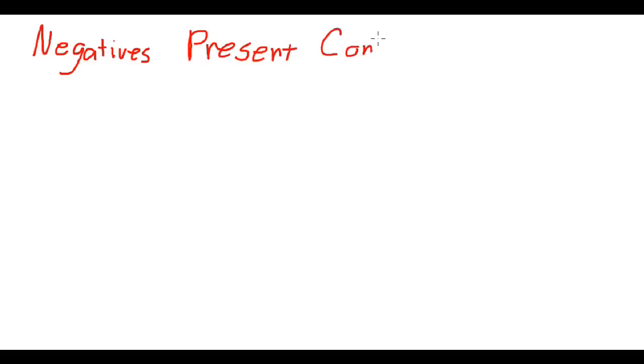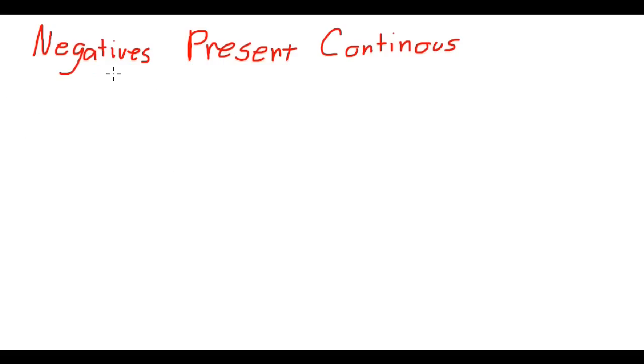So in the last video we looked at affirmative or positive sentences in present continuous. In this one I wanted to talk about negatives in present continuous. Negatives in present continuous aren't very different from positives in present continuous, except for the obvious fact that they are negatives, correct?